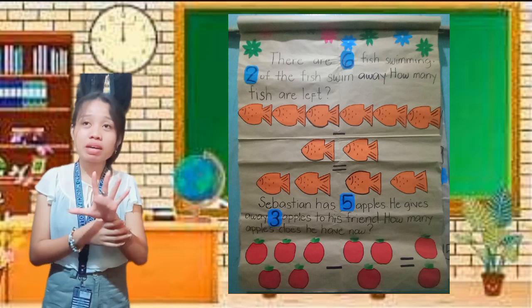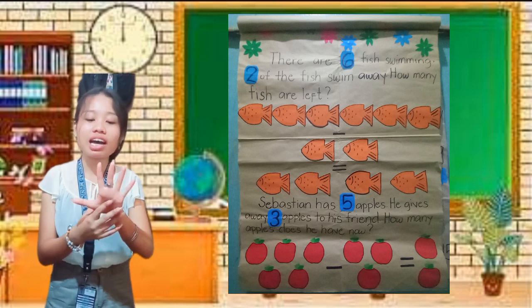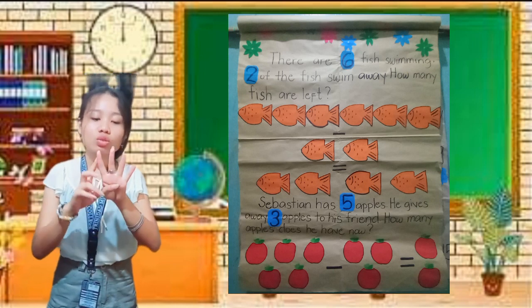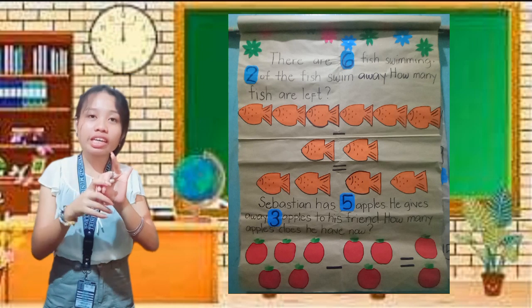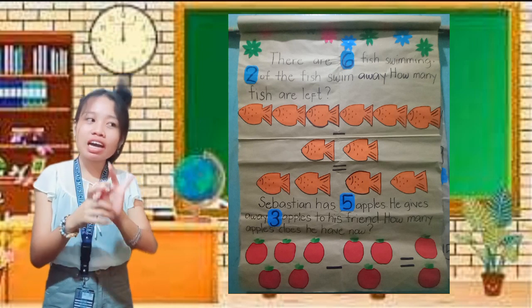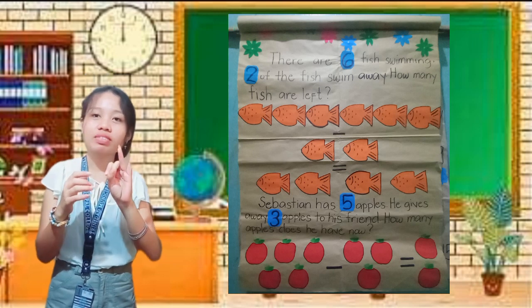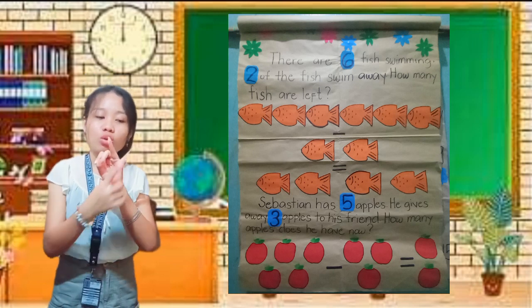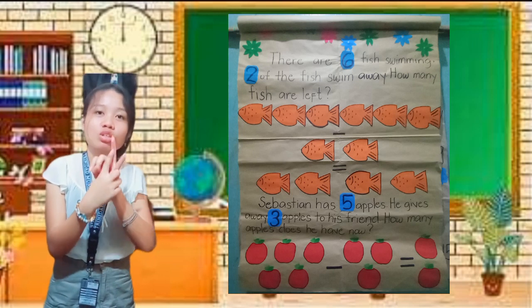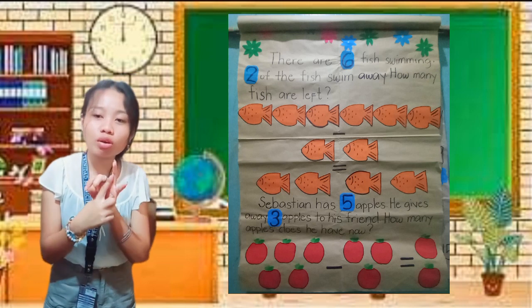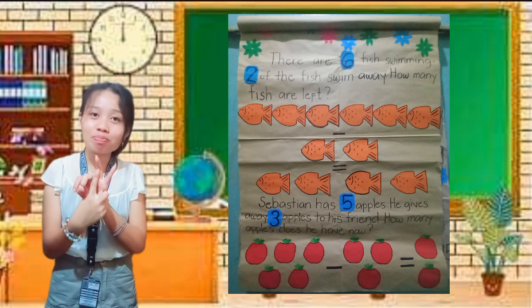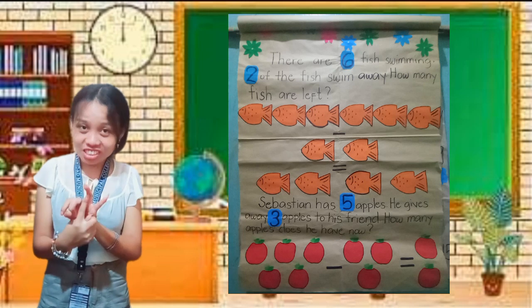So, iyang gihatag, so atong kuhaan. 1, 2, 3. So, pila na lang man kabuok apple ang nahabilin ni Sebastian. So, atong counton. 1, 2. So, 2 na lang kabuok ang nahabilin nga apple ni Sebastian.